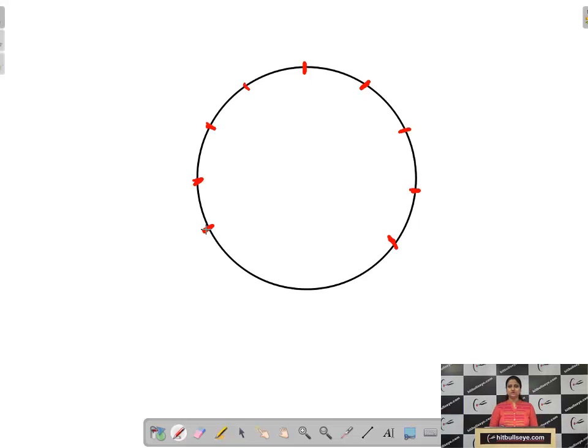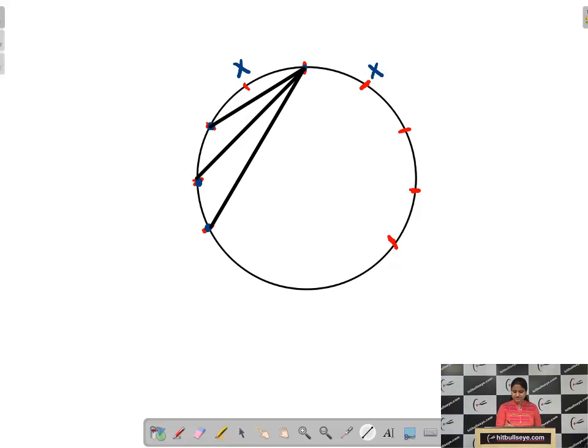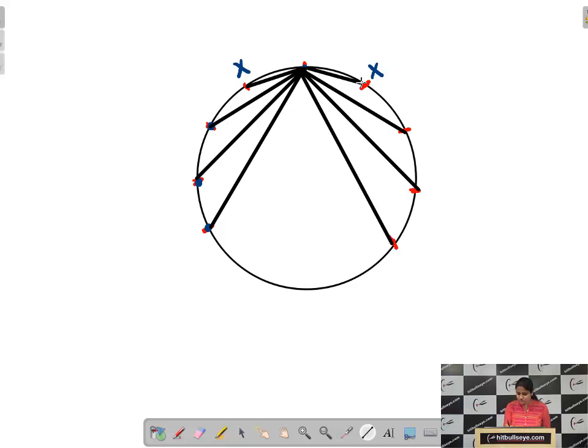Every student is singing a song with every other possible student except the adjacent one. It means this student can sing a song with this student, with this student, with this student, but he cannot sing a song with the neighbors. So this pair is possible, this pair is possible, this pair is possible, and so on. But these 2 lines are not acceptable because any student cannot sing the song with the neighbors.